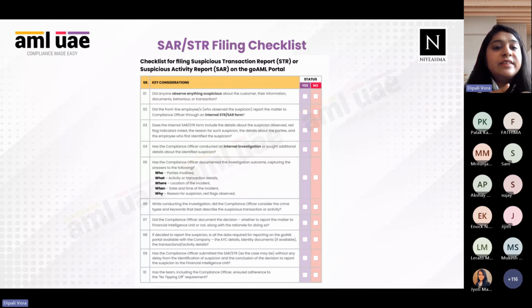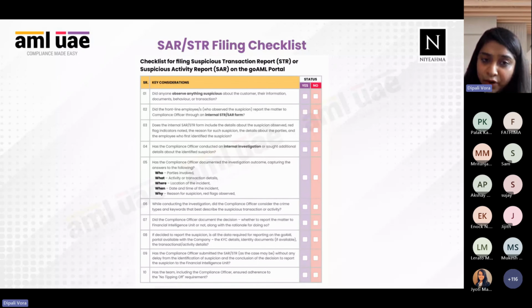First, you may check whether there is anything suspicious. We have observed that, that is why that report has been filed internally. So for points number 1 and 2, we click yes. Does the internal SAR STR include the details of the suspicions observed, or any red flags noted with respect to that suspicion or the customer? So we say yes. After this, I would say that for the internal SAR and internal STR report which we have drafted, we have to make sure that all of these elements are covered in it.